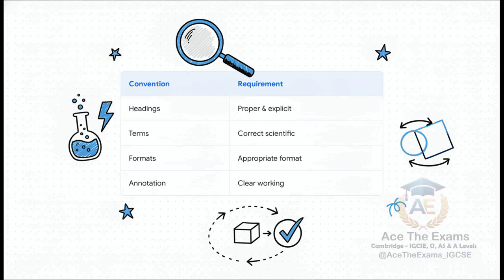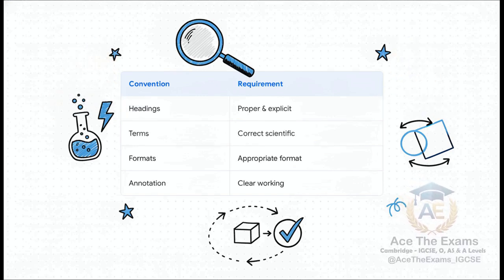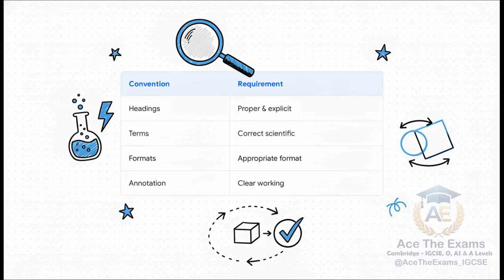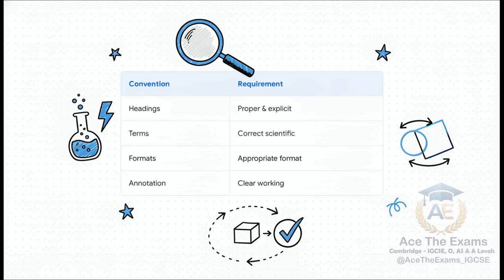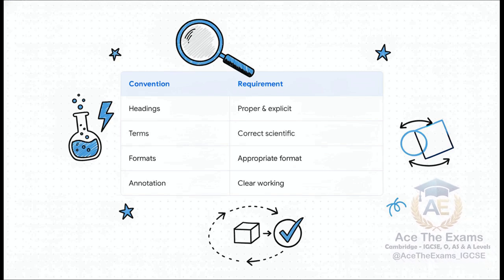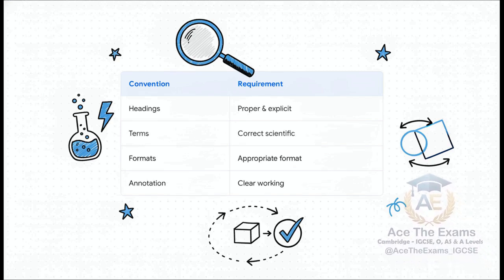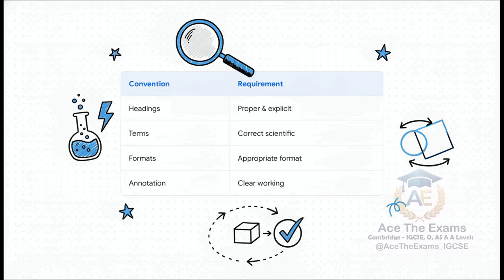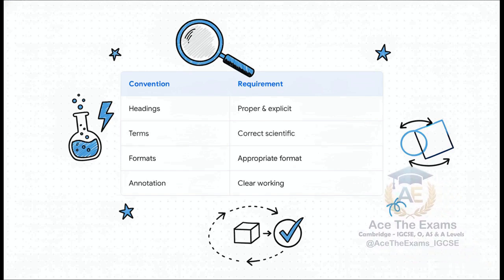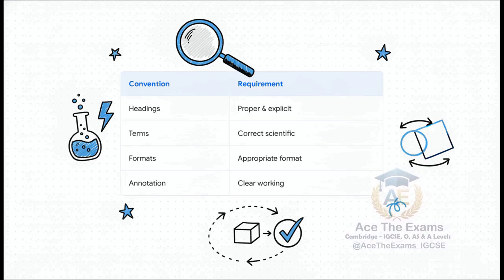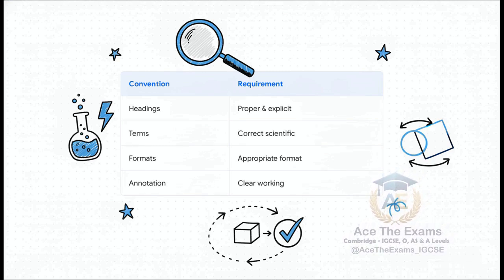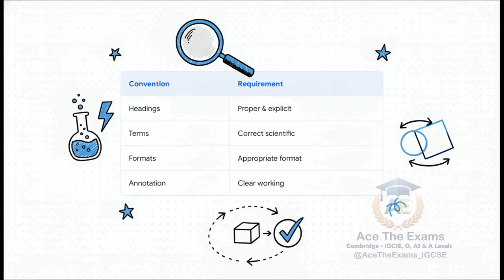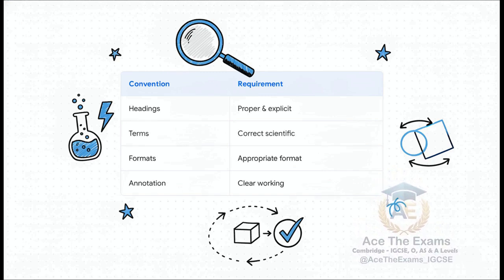When you are interpreting data, extracting values from text and tables, or just writing out your sequential steps, you absolutely must adhere to these rules. You need proper and explicit headings. You must use correct scientific terminology. Please don't use everyday conversational words when a precise physics term exists. You need appropriate formats for your data presentation. And above all, you need clear and logical annotation of your working. It's a simple formula. Messy papers drop marks. Pristine convention-following papers pick them up.